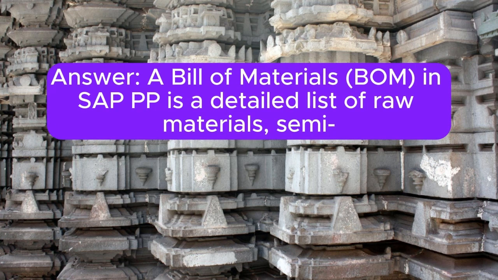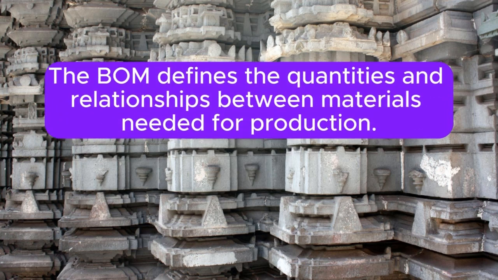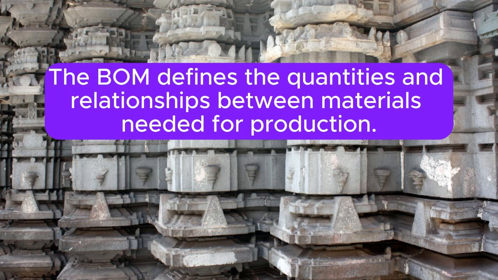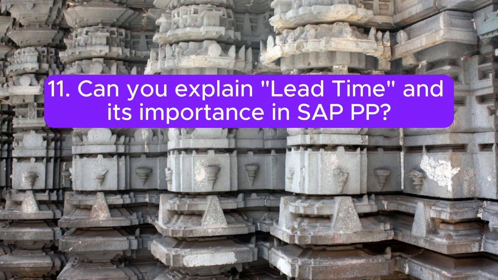Answer: A bill of materials (BOM) in SAP PP is a detailed list of raw materials, semi-finished goods, and components required to produce a finished product. The BOM defines the quantities and relationships between materials needed for production. In SAP PP, BOMs are used in production orders to specify what materials are required for each step of the production process.